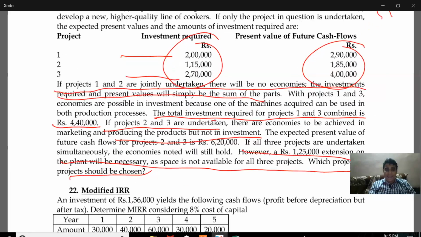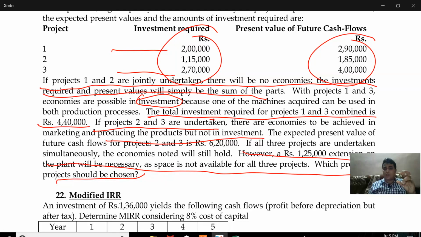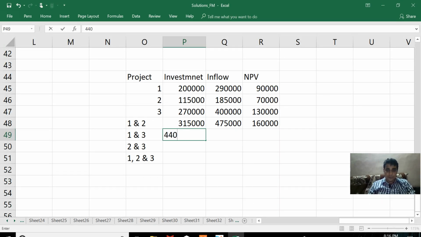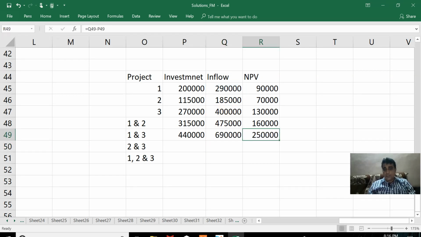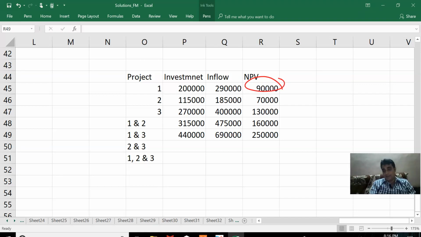If you do 1 and 3, economies are possible in investment. That is, you are going to use the same machinery. Because of that, your investment is not 2 plus 2,70,000. Your investment is only 4,40,000, and the returns you generate are 290 plus 4 lakh. So indirectly you end up earning 2,50,000. Look at this scenario. This gives you an NPV of 90,000. This gives you an NPV of 1,30,000. 90 plus 130 should be 220. But because of economies of scale, it adds up to 2,50,000.